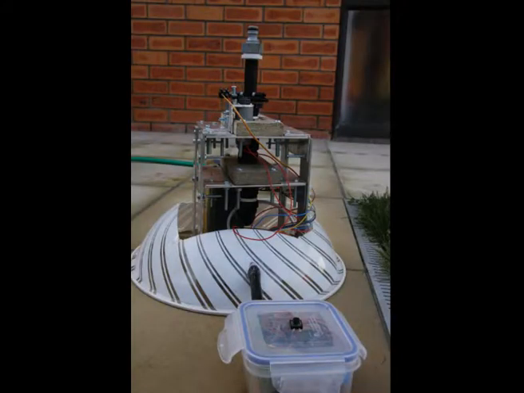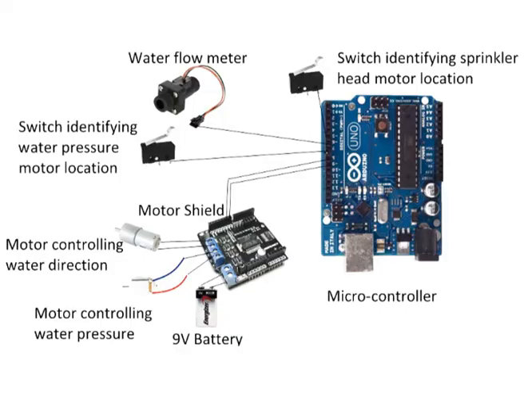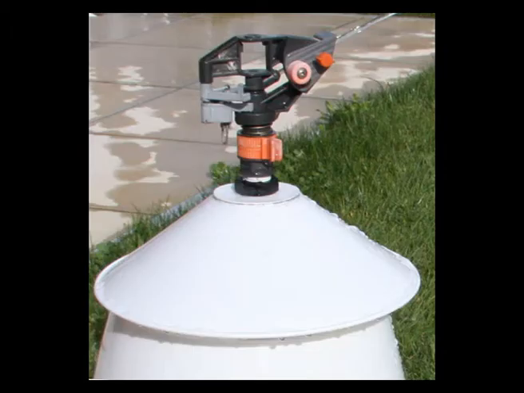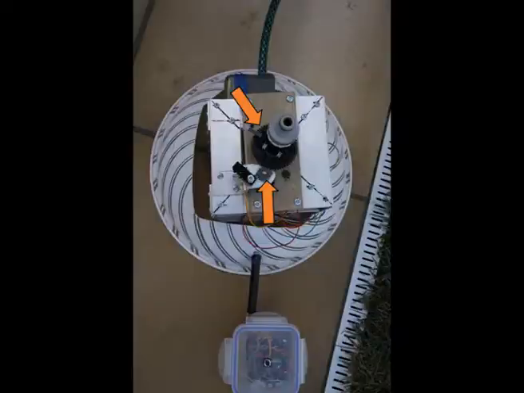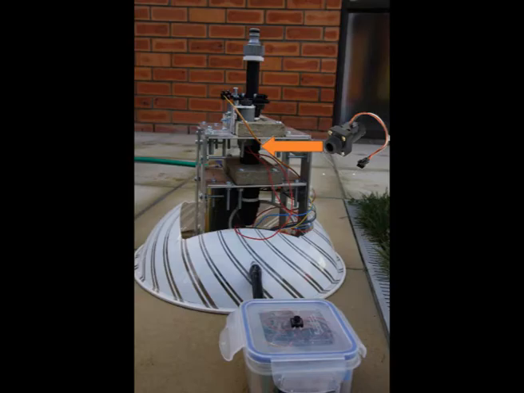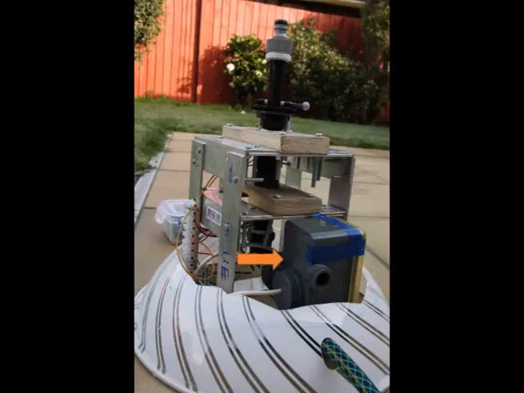The iWater system consists of two motors, which control position and water pressure. Both motors are controlled by an Arduino board via a motor shield. To enable unhindered rotation of the sprinkler head, I linked it to the motor with a series of gears. In order to control the distance water is sprayed, I used a flow meter to measure the water pressure and then adjusted the water valve accordingly.